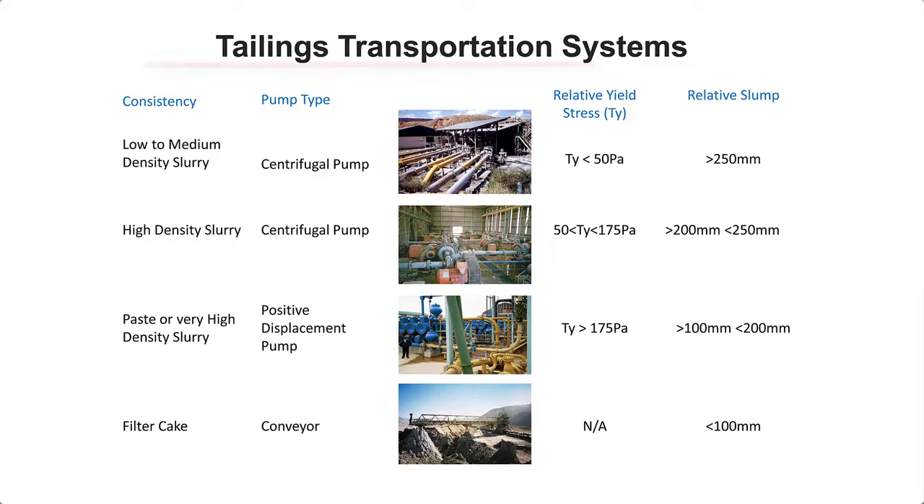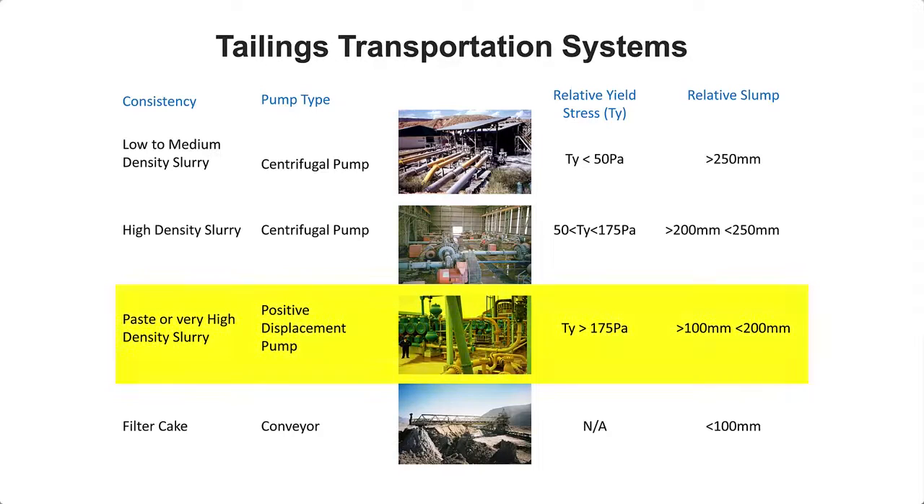If we look then at the transport systems, the conventional transport system for slurries is centrifugal pumps, and for conventional thickened material or even high density material, centrifugal pumps work well. And as long as your yield stress is not too high, you're able to continue using centrifugal pumps, and that's the cheapest form of transporting a tailings slurry.